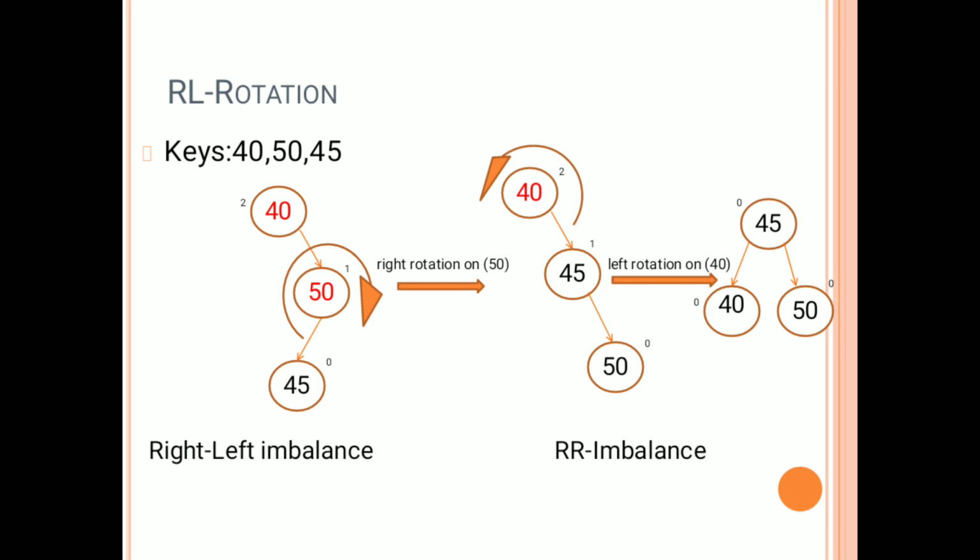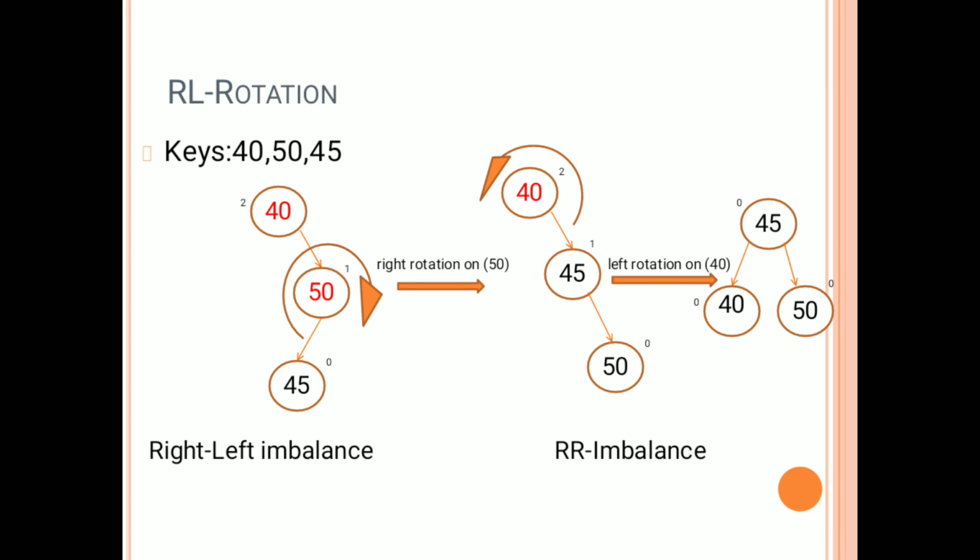To make the node 40 balanced, we need to rotate it left. By rotating to the left, 40 became a subtree of 45 and 45 became the root node. So 45 is the root node, 40 is less than 45, that is, it satisfies the binary search condition, and 50 is greater than 45, so it also satisfies the binary search condition. And every binary search tree with height balanced is known as an AVL tree.